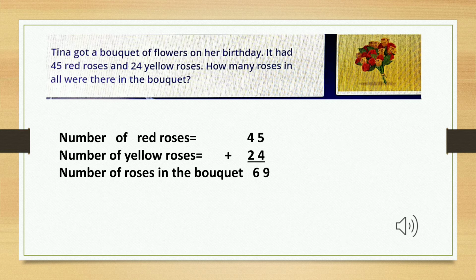Now we will add the two numbers. First we will add the ones value and after that we will add the tens value. When we add 24 to 45, our answer will be 69.